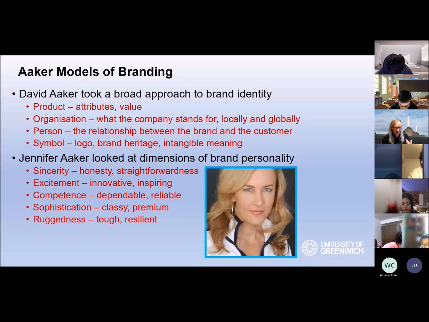So how Steve Jobs embodies what the organization is about. So that's maybe the core value concept we've seen in my model. Persons, that's a relationship between the brand and the customer. So this is where lifestyle comes into it, and how that brand fits in with the lifestyle. We've got the symbol, how the company tries to represent the brand through the logo, through brand heritage.